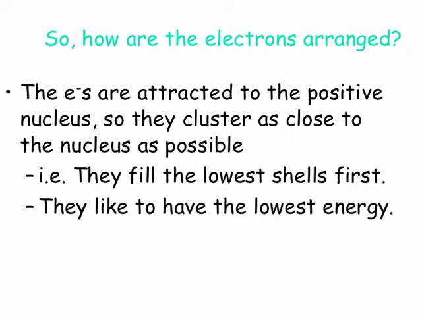The electrons are attracted to the positive nucleus. Keep in mind, opposites do attract, so they cluster as close to the nucleus as possible. So what happens when they're filling their seating charts or their shells, they fill the lowest shells first, and they like to have the lowest amount of energy as possible.